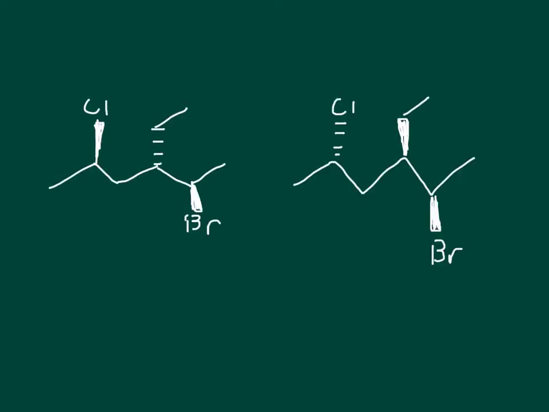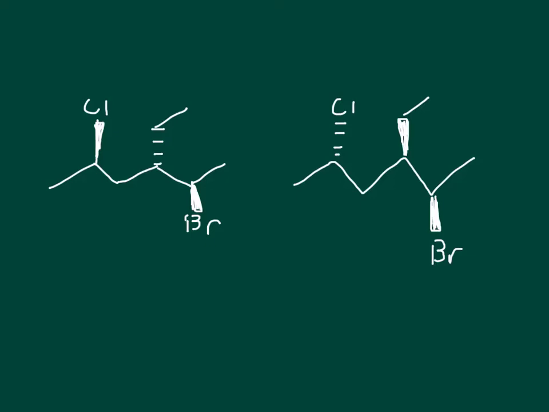We've learned how to identify chiral centers and to determine R and S configuration. Now we can apply these tools to determine the stereoisomeric relationships between two molecules. Let's start with these molecules.